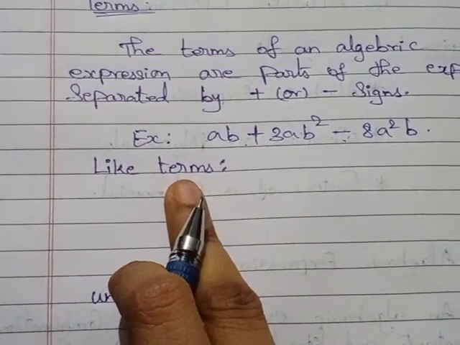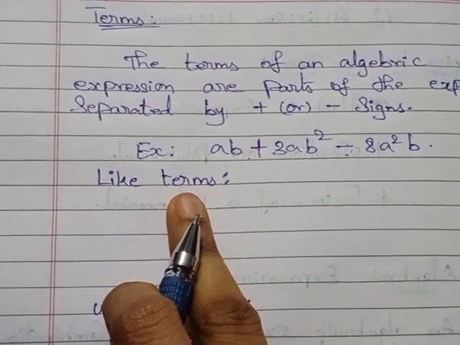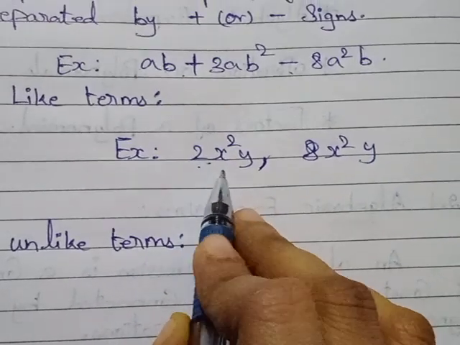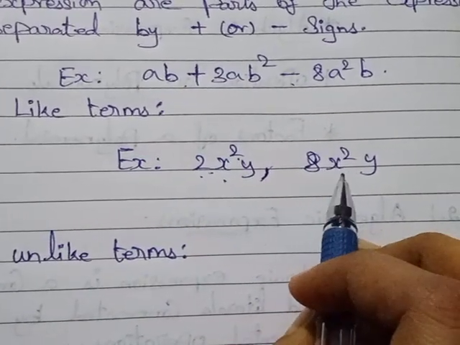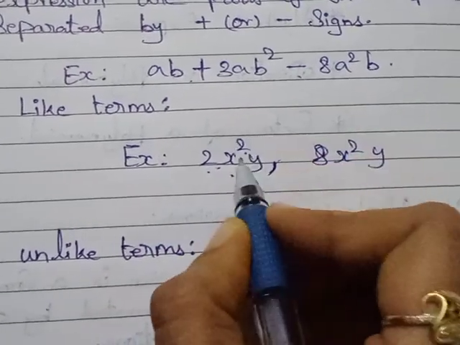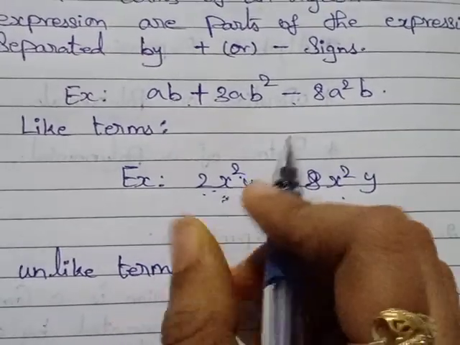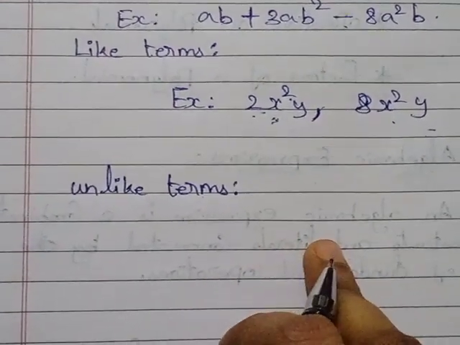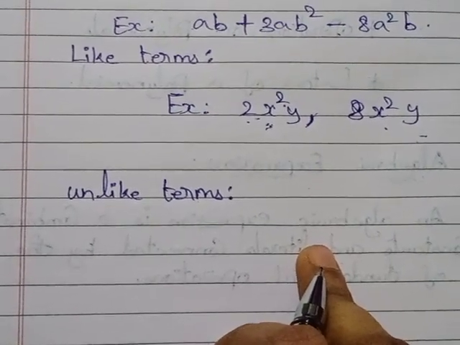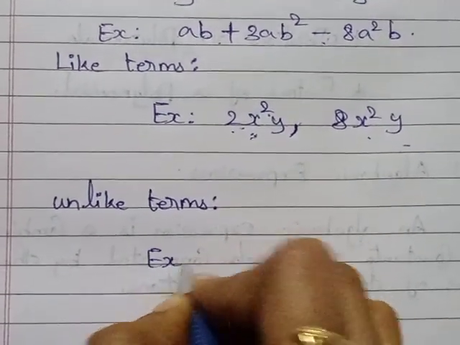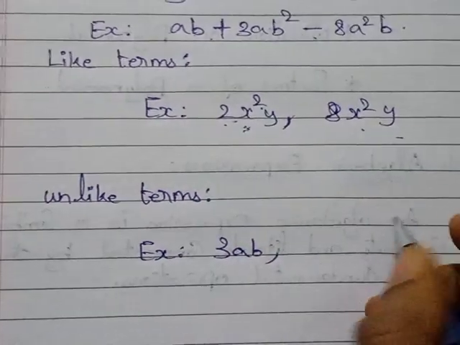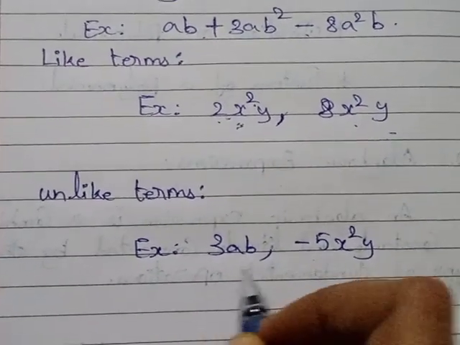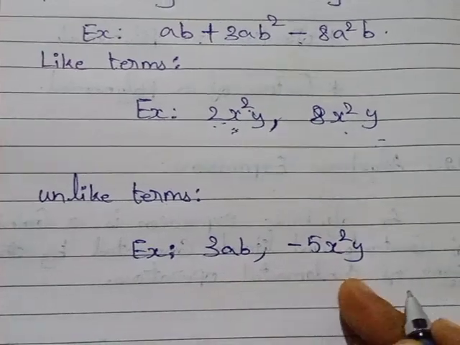Like terms. The terms in an expression which have the same literal factors are called like terms. For example, 2x squared y, 8x squared y. Like terms, because here the literals are the same and the powers are also the same. It is a like term. Unlike terms: the terms in an expression which do not have the same literal factors are called unlike terms. Example, 3ab, negative 5x squared y. Here the literals are different, so it is an unlike term.